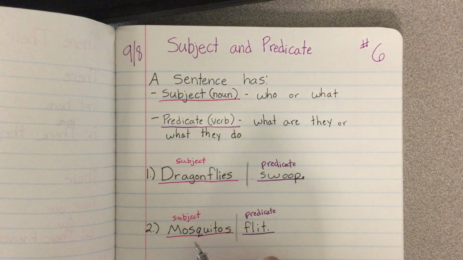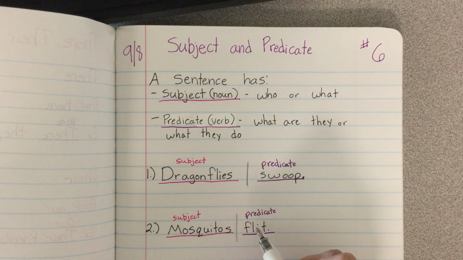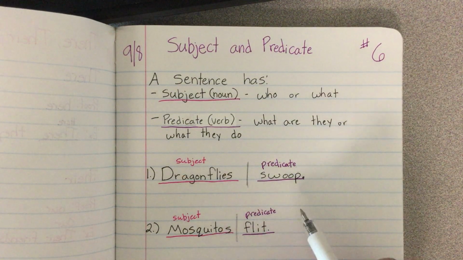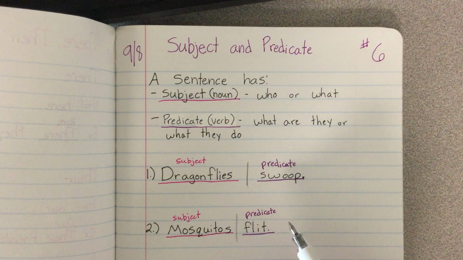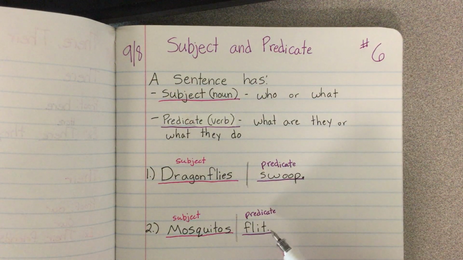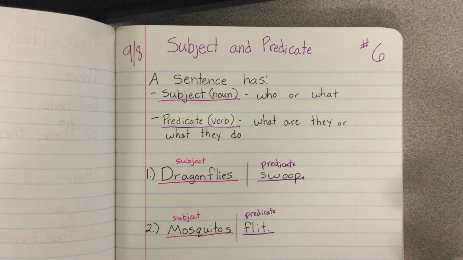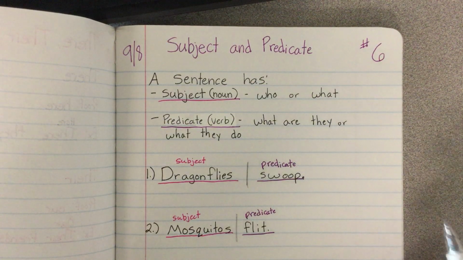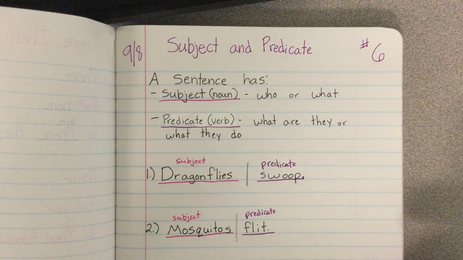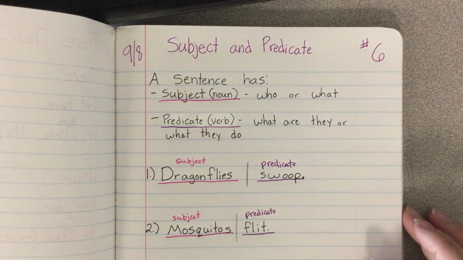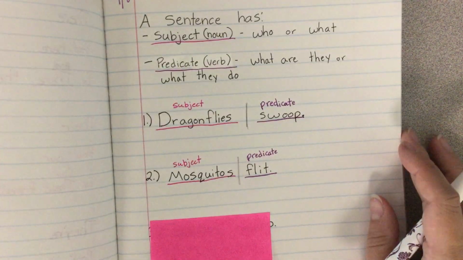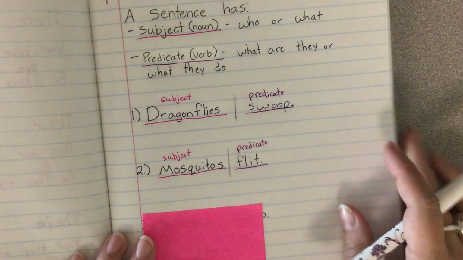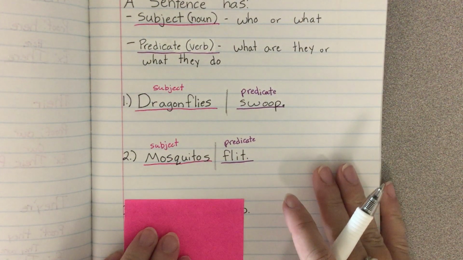Now I could just say this is the noun, this is the verb, which is true. But we want to get in the habit this week of looking at this is a subject, this is the predicate. Because I could say mosquitoes flit around or flit around outside, and the predicate would be flit around outside. It's everything after that subject. But these ones are just easy today. And then last sentence.